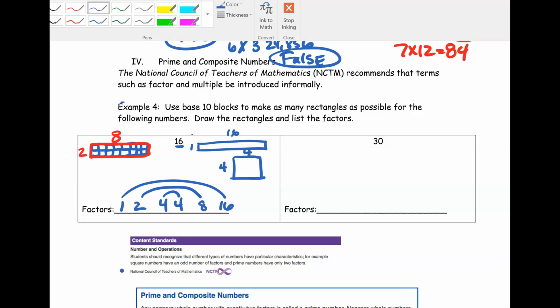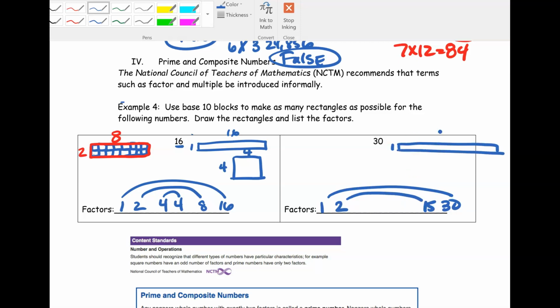If we listed out the factors for 30, we would get 1 and 30, 2 and 15. So if you wanted to draw the rectangles, a rectangle that'd be 1 by 30, 2 by 15, 3 by 10, okay, 5 by 6.